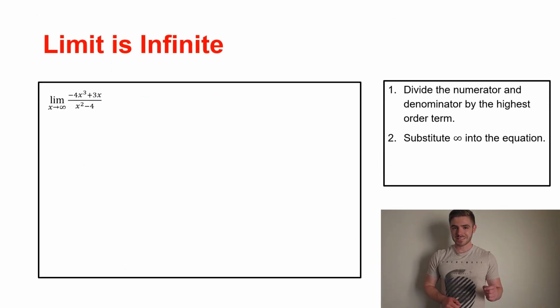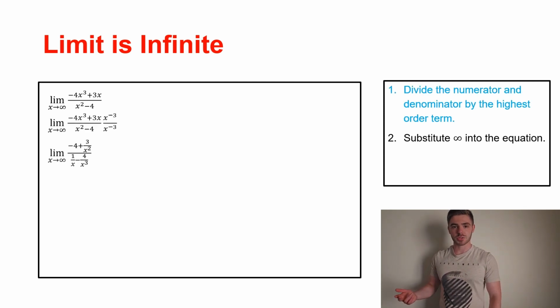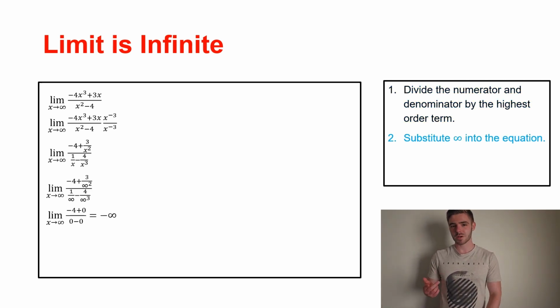Finally, we look at the case where the numerator is higher order than that of the denominator. So we divide both sides by the highest order term and then substitute x equals infinity. In this case, we run into a divide by 0 error. The CAS will actually tell you that the result of this is going to be negative infinity because the numerator is negative. This isn't strictly true mathematically, but it is good enough for math methods.